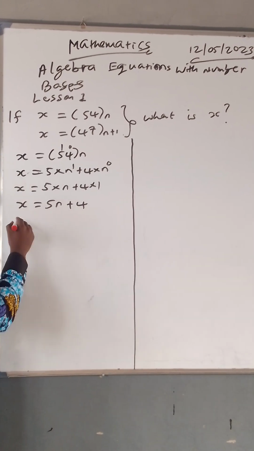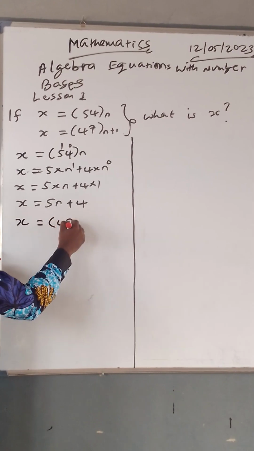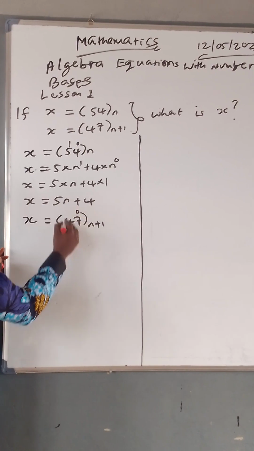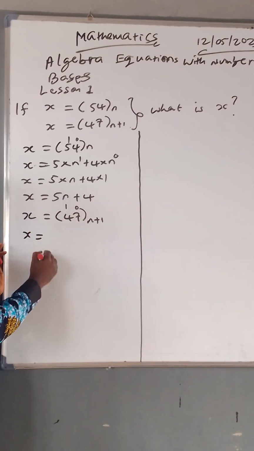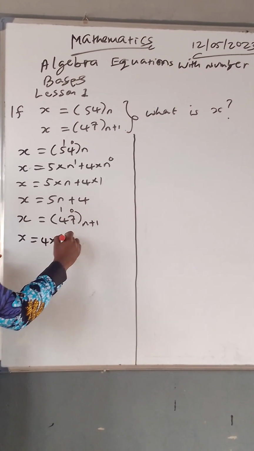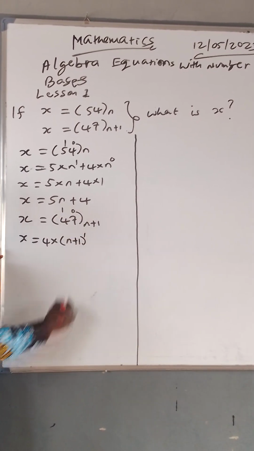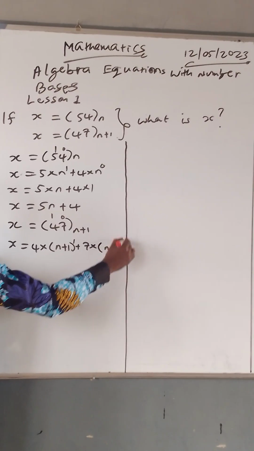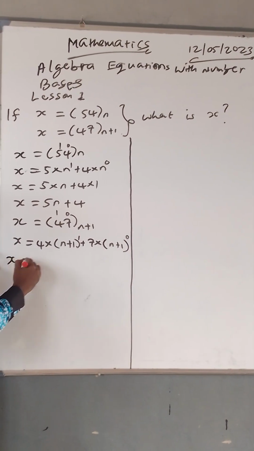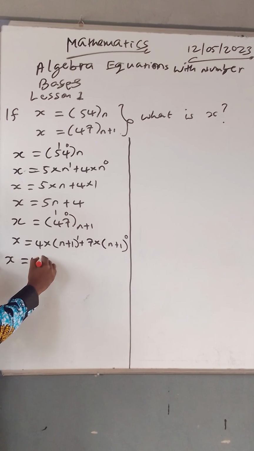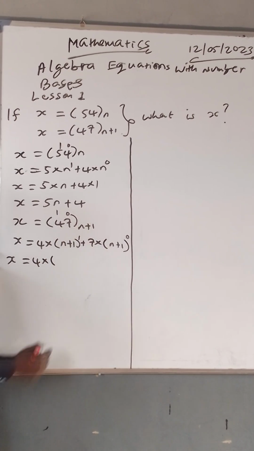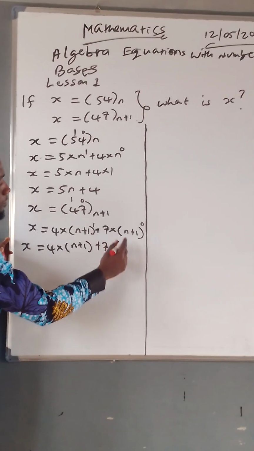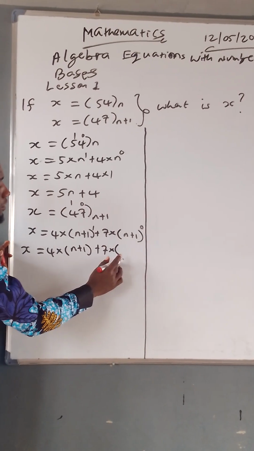Now for the second equation, we have x equal to (47) base n plus 1. The same thing, we have digit positions 0, 1. x is equal to 4 times the base, which is n plus 1, raised to the power 1, plus 7 times the base n plus 1 raised to the power 0. So x will be equal to 4 times n plus 1 raised to the power 1, which is still n plus 1, then plus 7 times (n plus 1) raised to the power 0, which is equal to 1.